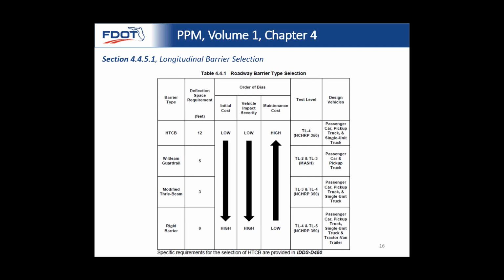So not where you're trying to protect, say, a fixed object or pier or bridge abutment, but where you're solely placing a barrier to prevent cross-median collisions. Our preferred option is to use high-tension cable barrier. Yeah, so you can see you need plenty of deflection space behind it. So when it's out in a median by itself, that's a good use of it. Whereas other more rigid barriers deflect a lot less, but they also have more of a severe impact when a vehicle hits it. So that's the trade-off.